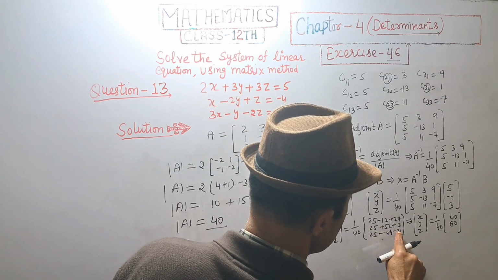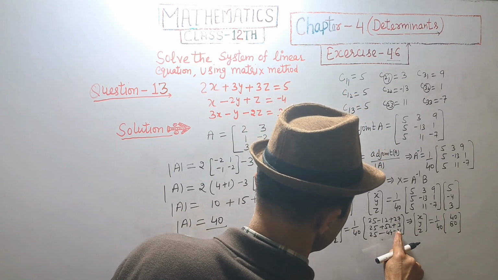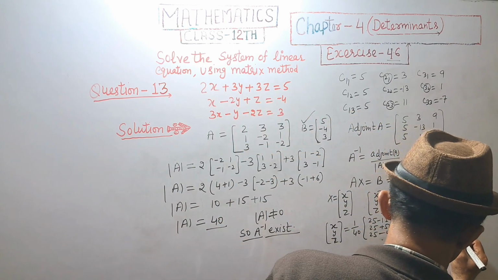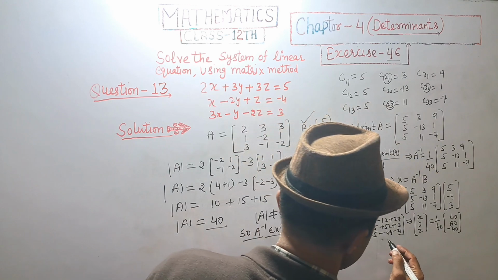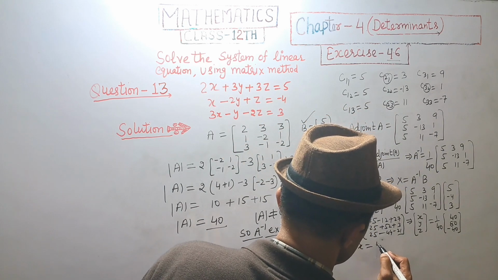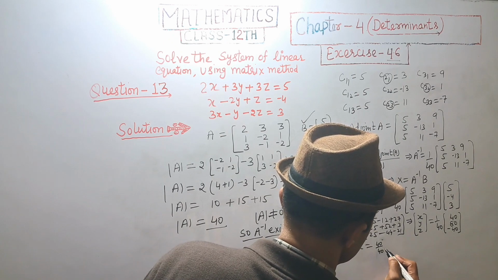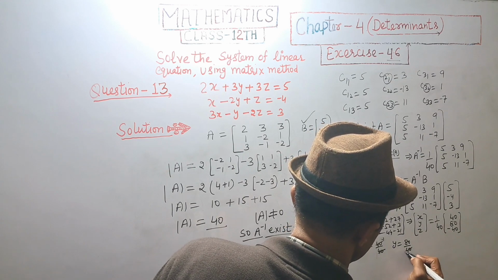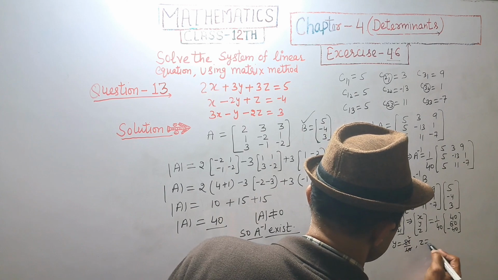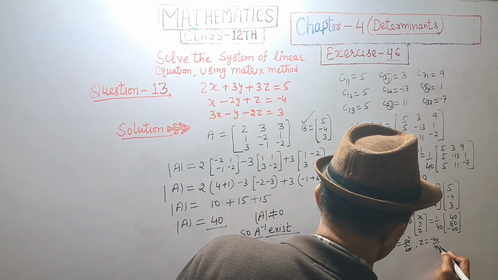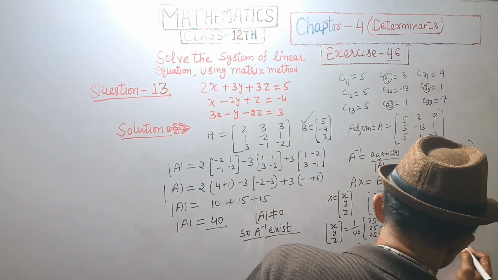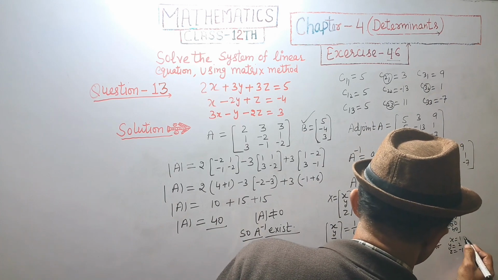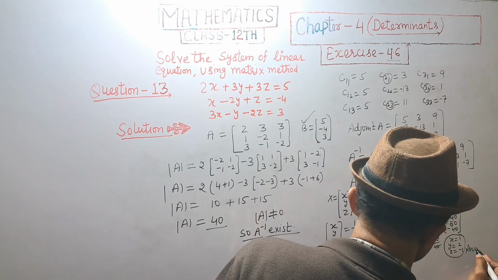44 plus 21, that is equal to 65, 65 minus 65 plus 25, that is minus 40. So we get x is equal to 40 upon 40, that is 1, and y is equal to 80 upon 40, that is 2, and z is equal to minus 40 upon 40, that is minus 1. x is equal to 1, y is equal to 2, z is equal to minus 1. Answer.